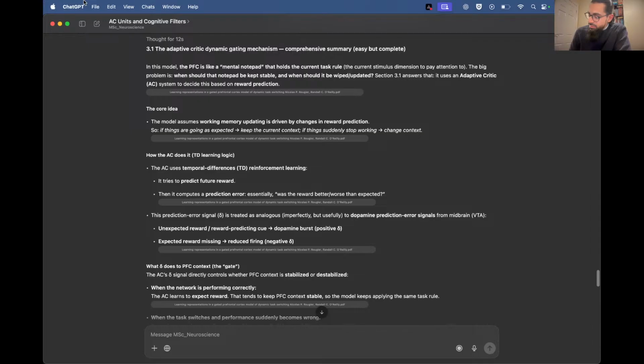Utilization of the adaptive critic (AC) system to decide this based on reward prediction.